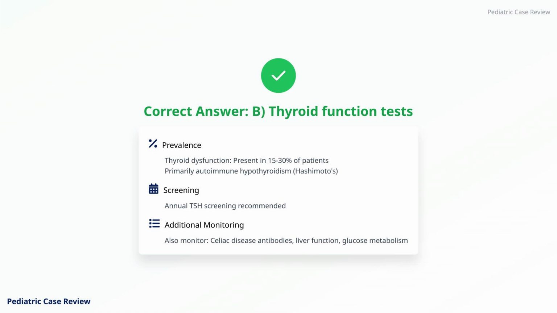Thyroid dysfunction is present in 15 to 30% of patients, primarily autoimmune hypothyroidism or Hashimoto's thyroiditis. Annual thyroid stimulating hormone screening is recommended. Additionally, monitor celiac disease antibodies, liver function, and glucose metabolism as part of comprehensive care.